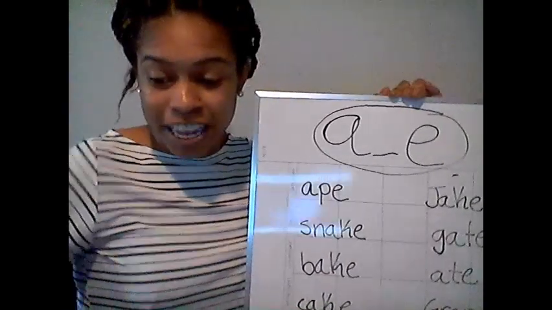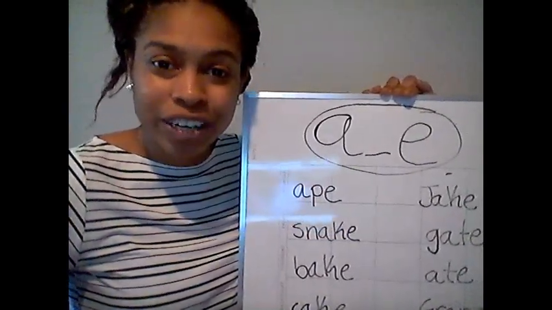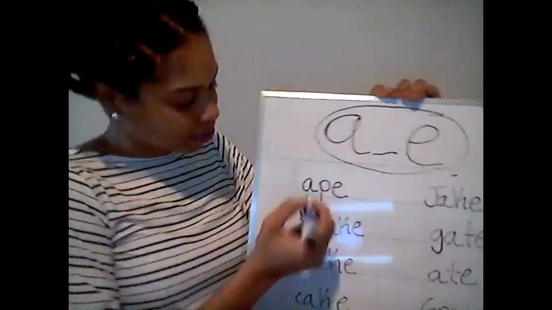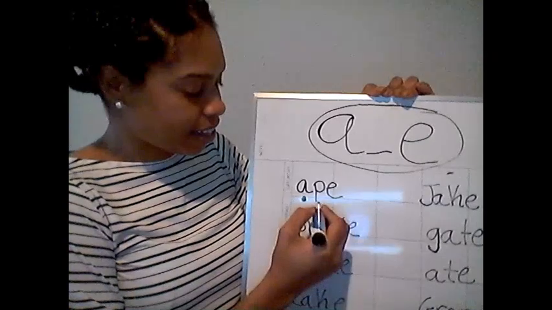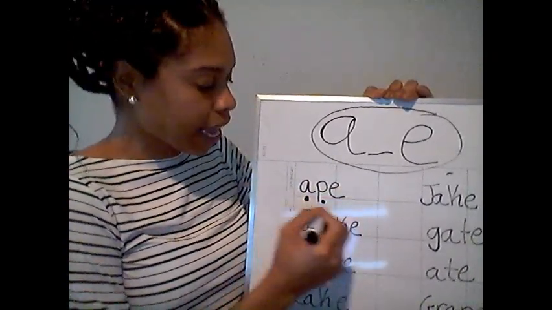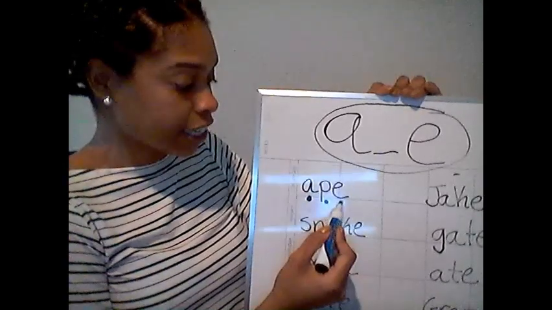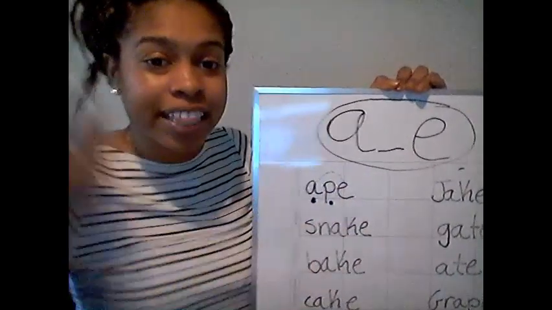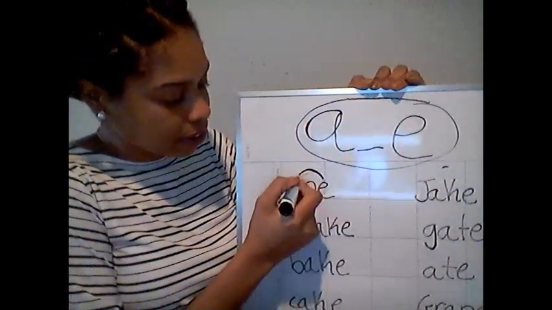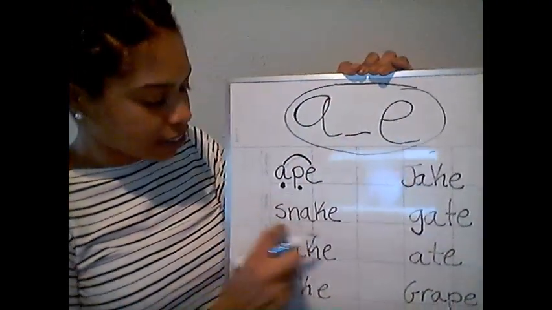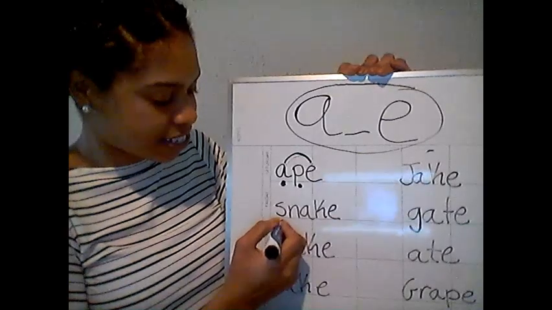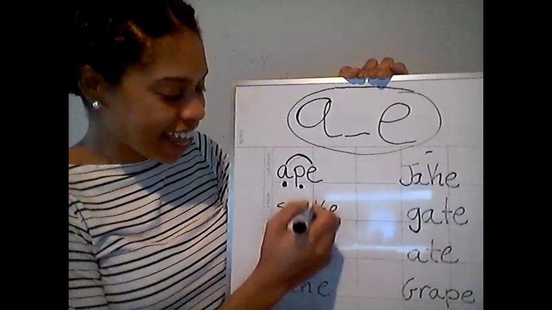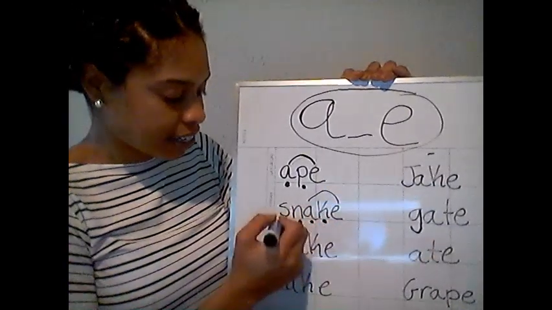Okay, so let's look at all of the words from the video. Well, these are some of the words from the video. Let's do the sounds for each word. Okay? With me. A. Ape. Remember, this letter, it doesn't have a sound because all of the sounds go to the letter A. So it can make the A sound. Okay? What about this one? Snake. A. The magic E. K. Snake.